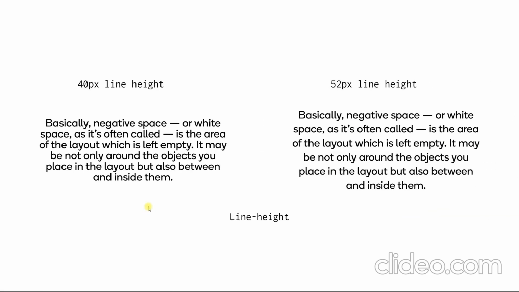Negative space can also come in form of line height. So notice how the text on the left is harder to read than the text on the right, and by introducing some form of space in between the lines, it becomes easier on the eye of whoever is reading.